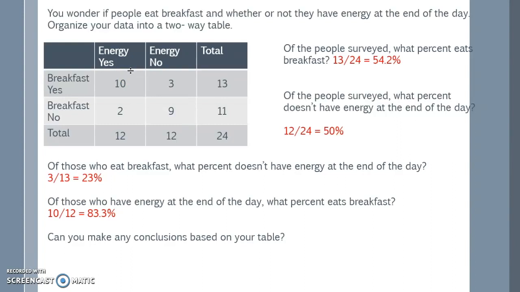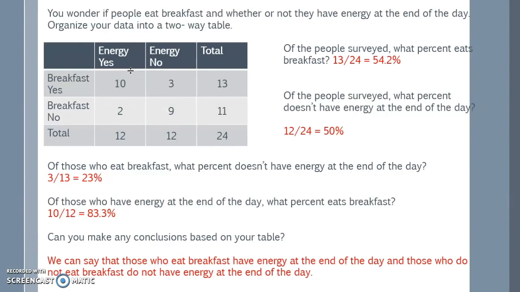Can we make any conclusions based on our table? We can say that those who eat breakfast have energy at the end of the day, and those who do not eat breakfast do not have energy at the end of the day.